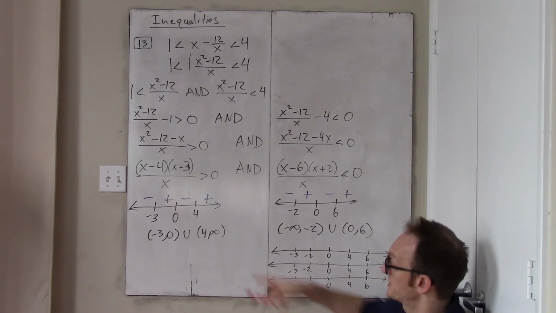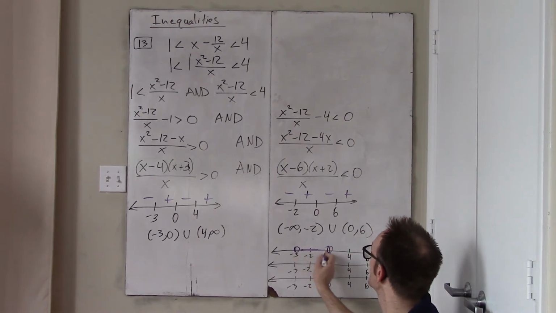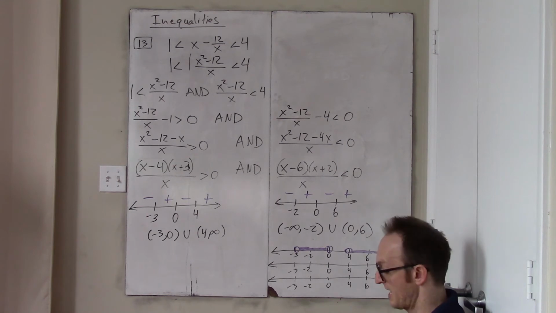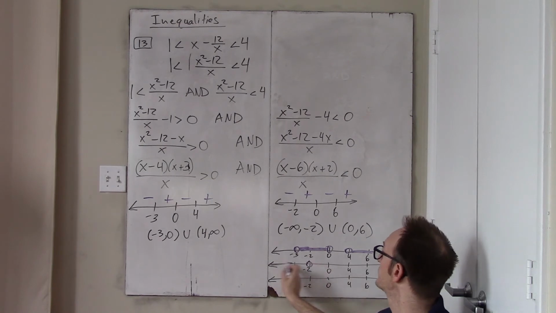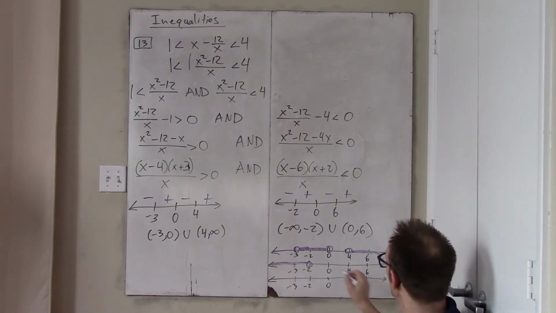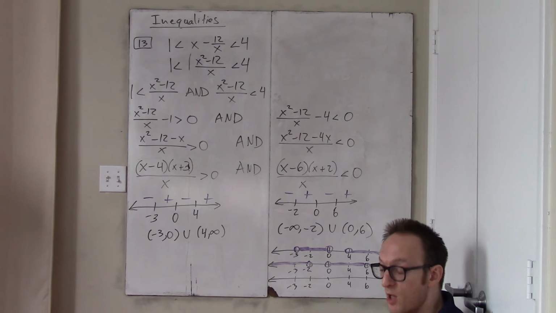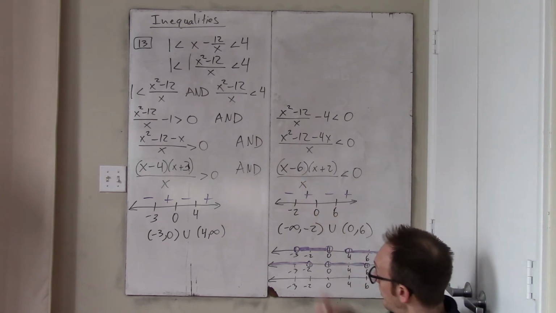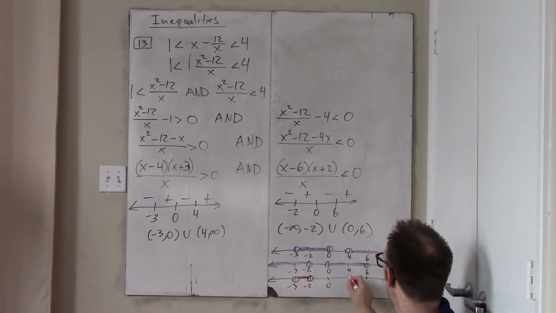Well, what's the first inequality over there? Or what's the first solution set? Everything from -3 to 0, so all of this, and everything from 4 to infinity. And what's this one? This one is everything from negative infinity to -2. And everything from 0 to 6. And so if you just look and see when these overlap, after all, recall that we're looking for values of x which make them both true. So the only time these two inequalities are both true is between -3 and -2, and between 4 and 6.